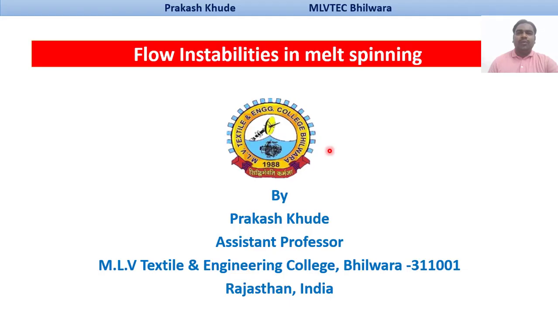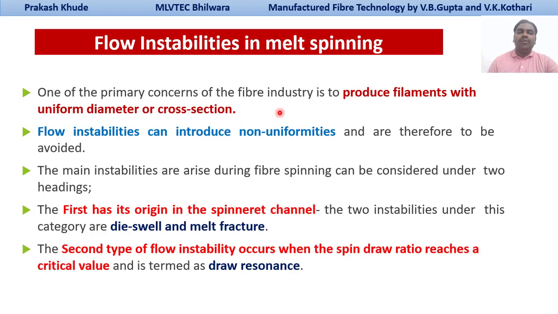Today we'll talk about what the flow instabilities are in melt spinning. One of the prime concerns in the fiber industry is to produce filament with uniform diameter and cross section. These flow instabilities can introduce non-uniformity in the fiber or filament cross section or diameter, and therefore they need to be avoided.